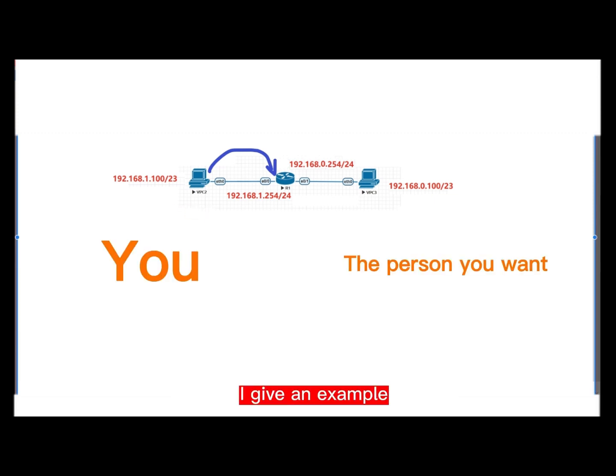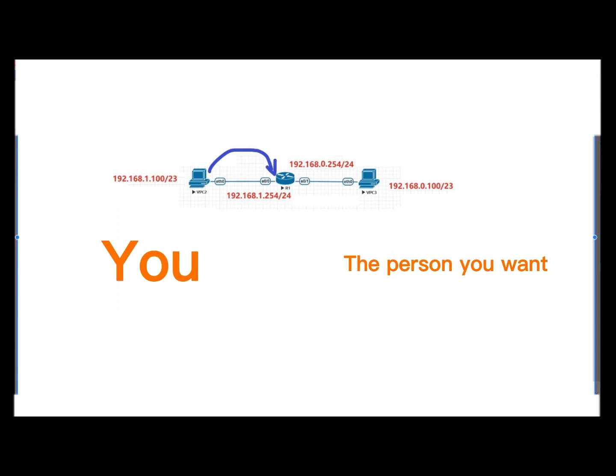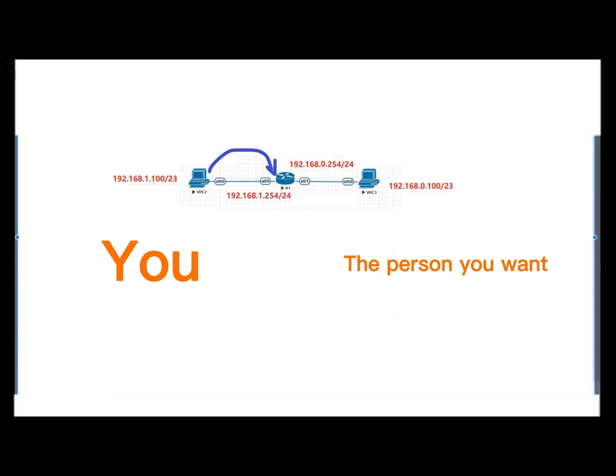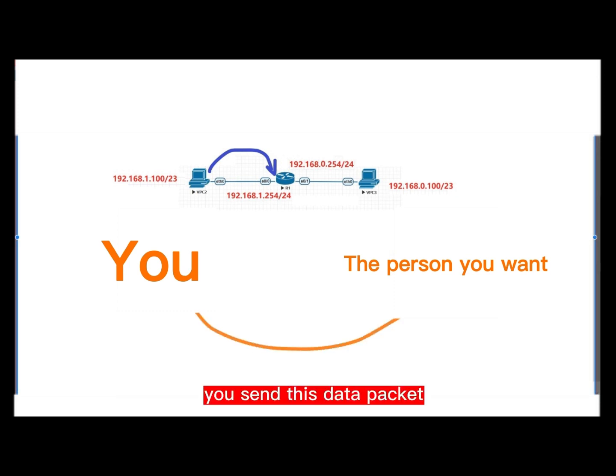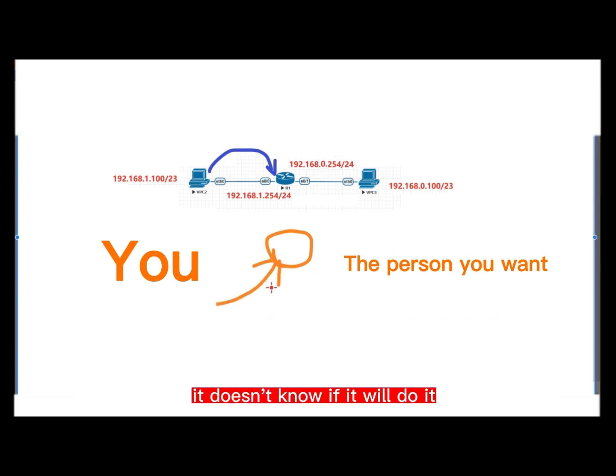I'll give an example. Suppose you have a question you can't do now, and you think someone else will be able to. So you need to find a good person to ask. But you don't actually know where this person is. You send this data packet, and it can't even get to this place. The data packet arrives at the router in the middle here. It doesn't know if it will do it.